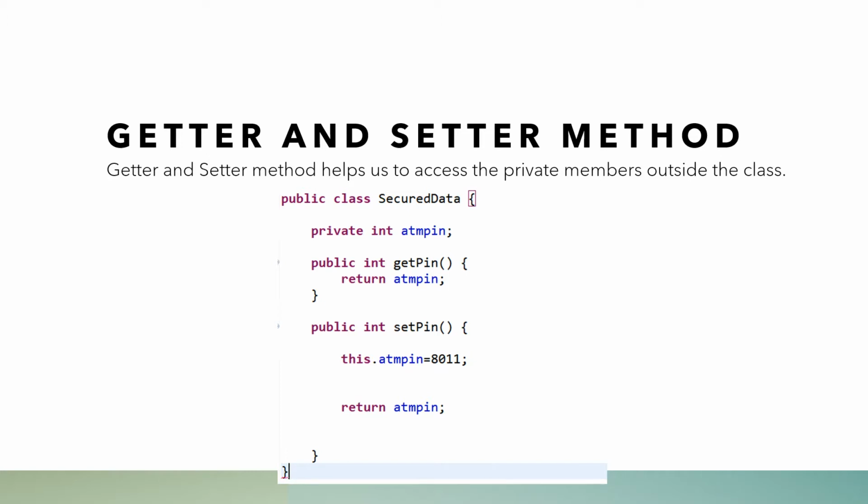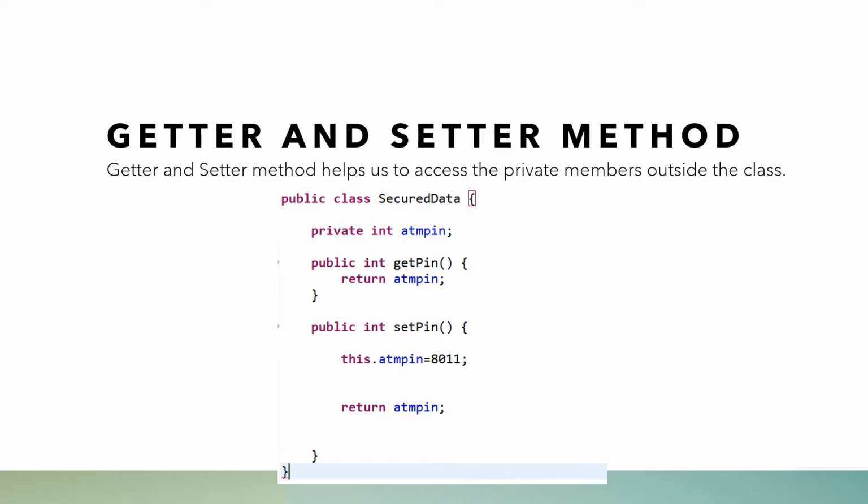This is a sample code where we declared a class named SecureData and declared one private member. You can see the private member of the SecureData class is atmPin. The data type is integer because it is a pin number, and it is hidden information, so we made it private. Now as we discussed, by using getter and setter methods we can access the private member outside the class. Let us see how we can write the getter and setter methods.